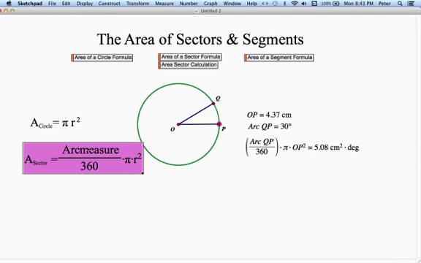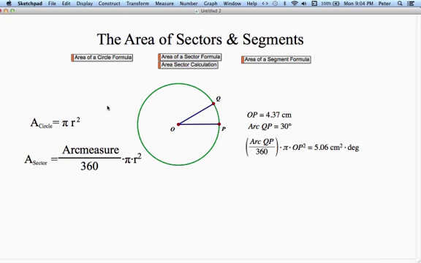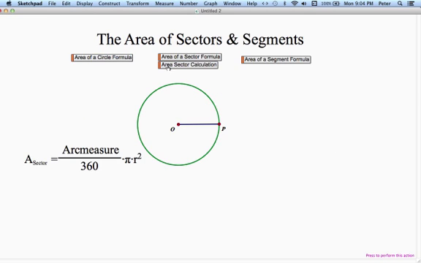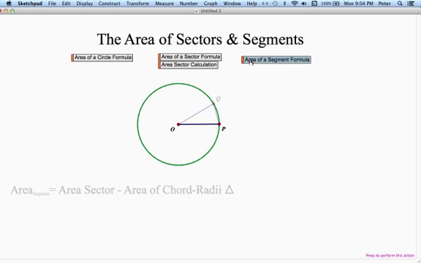Okay, so this is another formula that you'll want to make sure you have in your notes, so please pause the video and make sure it's there. What is going to come up a lot in this section is going to be the area of what's called a segment. So let's take a look at what a segment is.